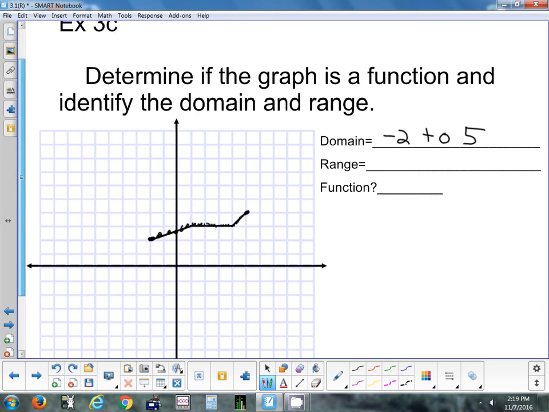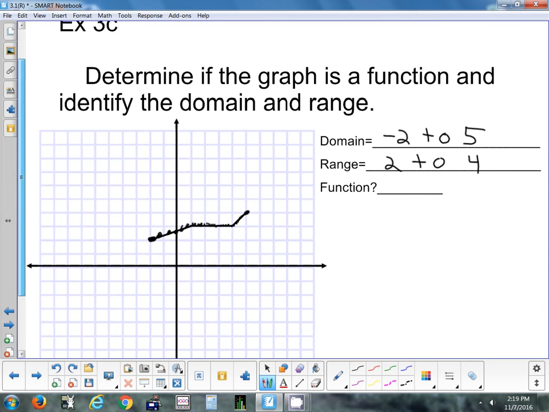2. That's the lowest y value. And what's the highest y value that I ever hit as I start to go up? 4. And you will hit every number between 2 and 4. You'll hit 3 a bunch of times in here. 3.5 you'll hit right there. Okay?